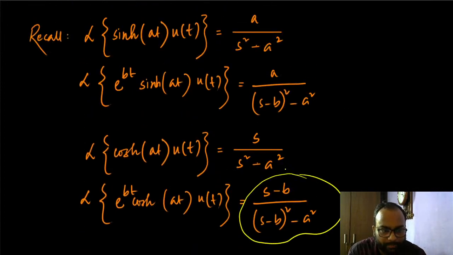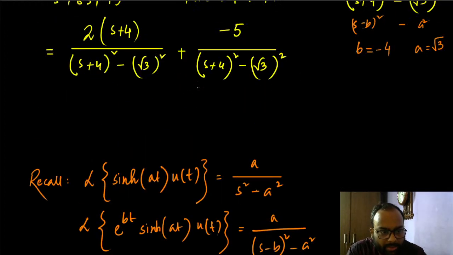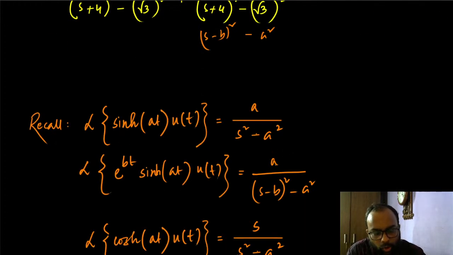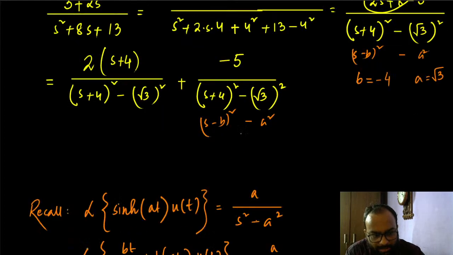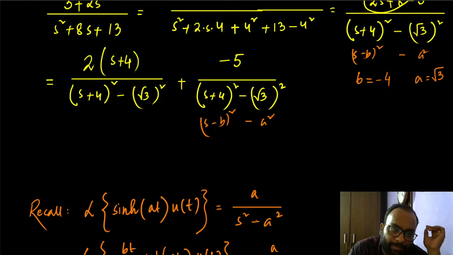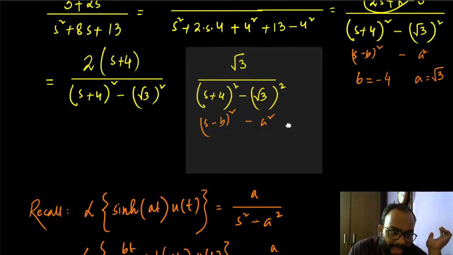And what about this one? The other one kind of looks like this. So this is like s minus b whole square minus a square, and here I was supposed to have an a, which is a constant, but I don't have that. So a is supposed to be root 3. I don't have that. Instead I have minus 5. So what can I do? I can bring that minus 5 here. I was supposed to have a root 3, so let's write root 3. Why not? But I had a minus 5.